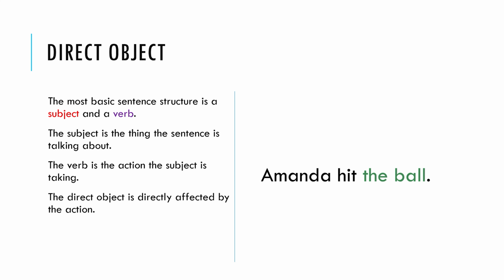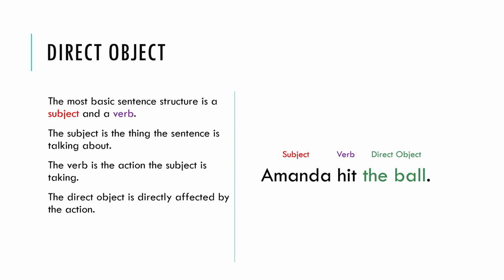So if Amanda is doing the action and hitting is the action, then the ball is the thing that is physically getting hit, right? It's directly being hit. So that would be called the direct object. So we've got the subject, Amanda, we've got hit as the verb, and then we have the direct object.